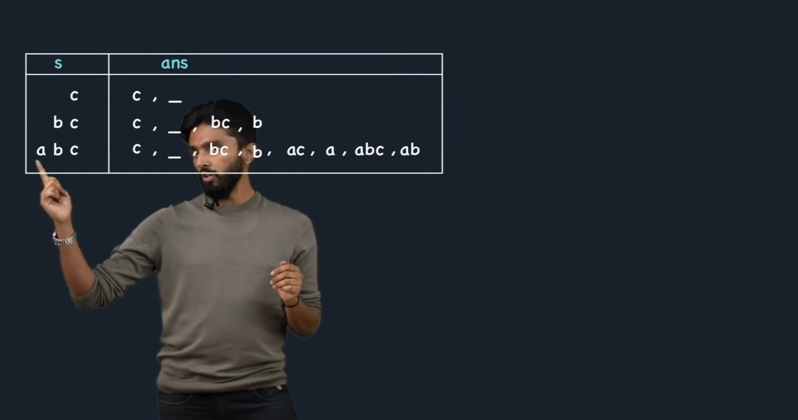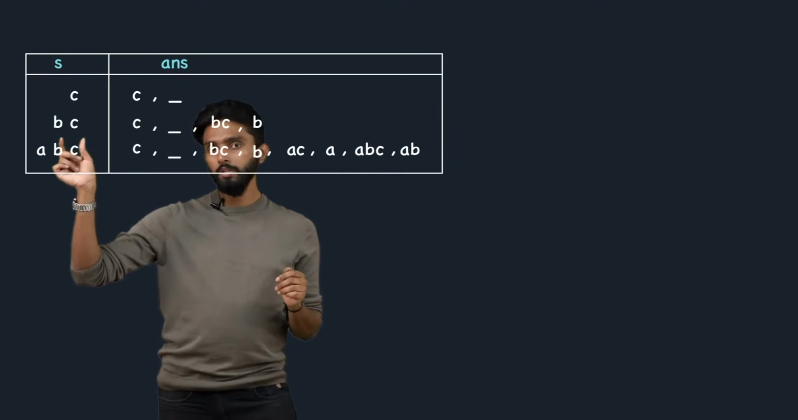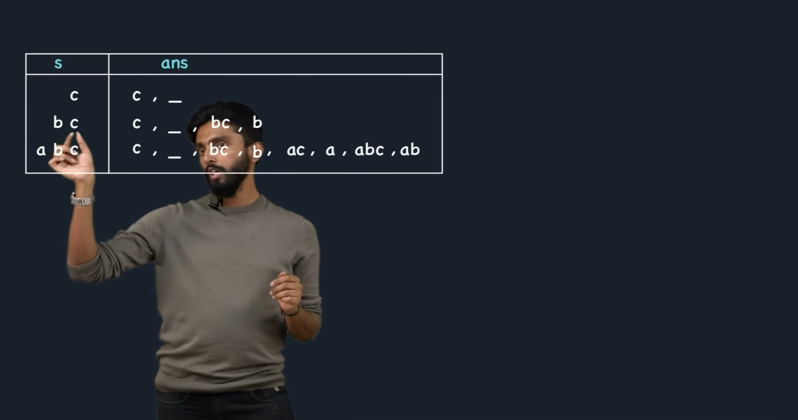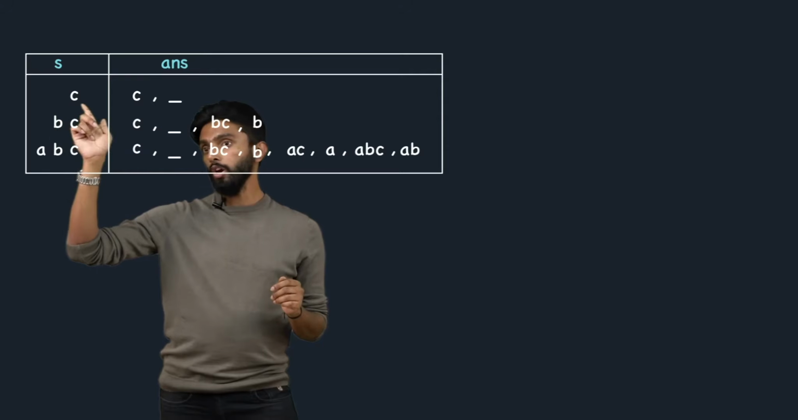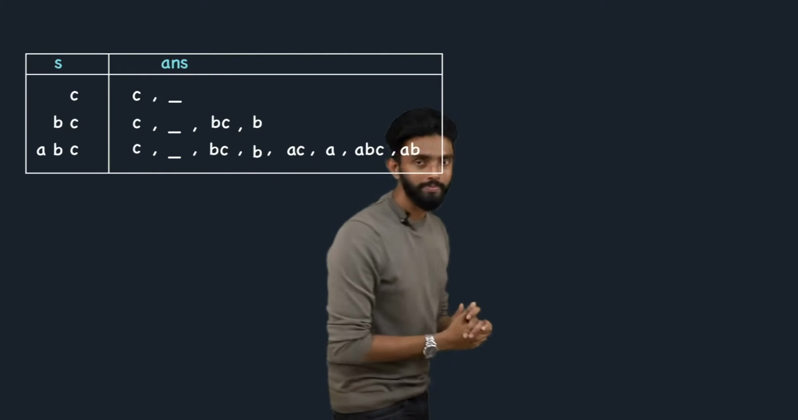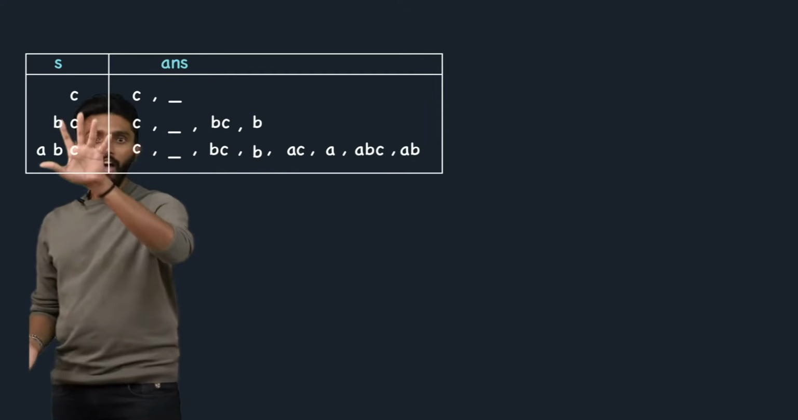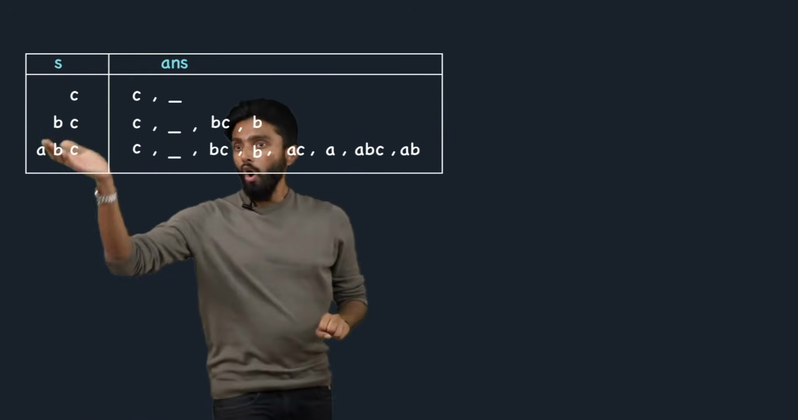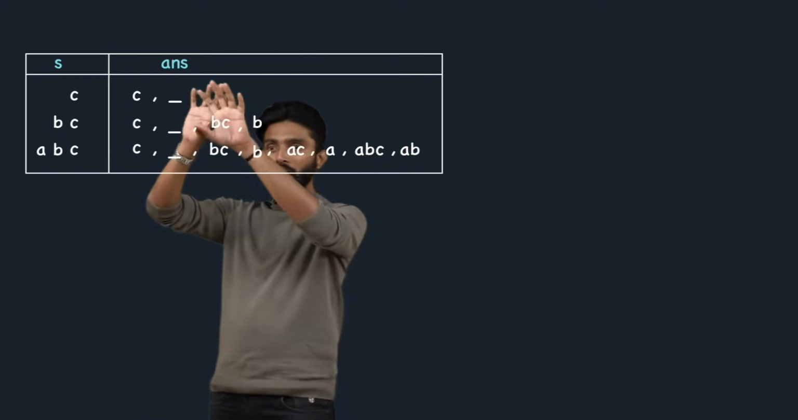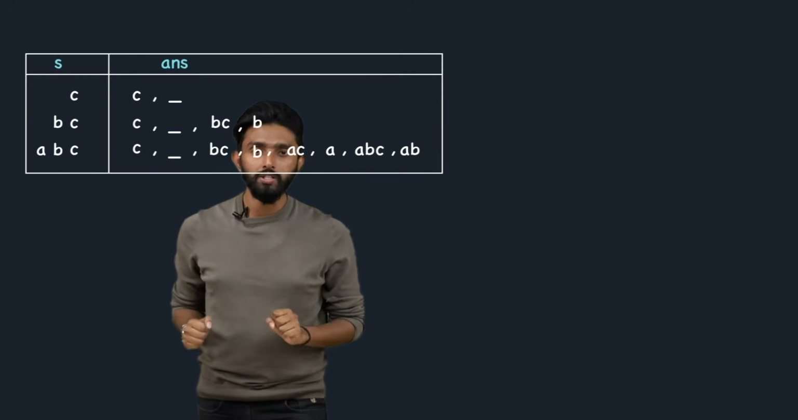ABC, you removed the first character, then it became BC. In BC, you removed the first character, then it became C. In C, you will remove the first character, it will become empty, and you will stop. Are you able to think? Now, on one end, I have my string. On another end, I have all these subsequences.